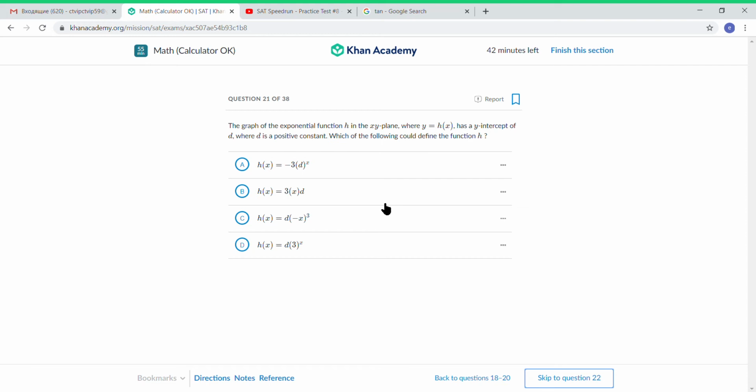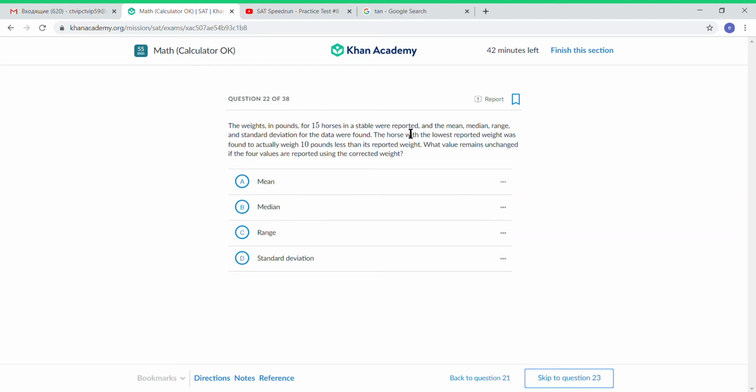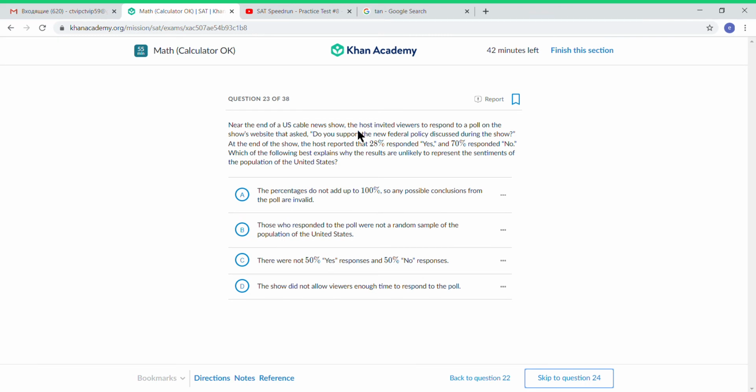D is a positive constant, and that's the y-intercept, so x has to be 0. So when it's 0, nah. Oh no, that's 3d there, because 3 to the 0 is 1. You mean it's going to change? The median is not going to change because that is the lowest reported weight.